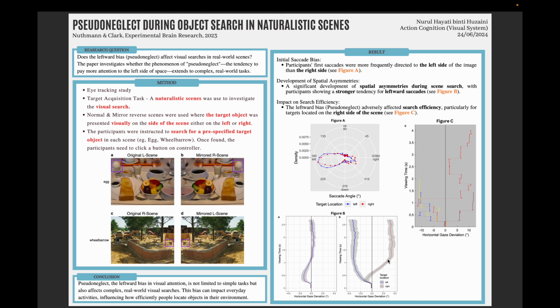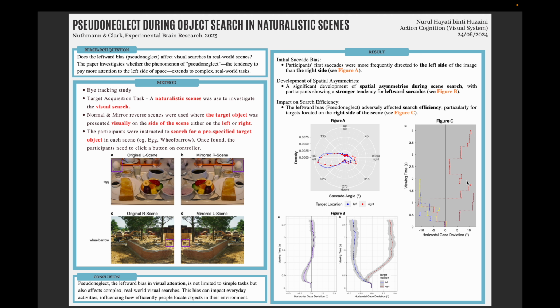Next is that the leftward bias, pseudoneglect, adversely affected search efficiency, especially for targets located on the right side of the scene. Looking into figure C, we can see the impact of pseudoneglect on search efficiency. Targets on the right side were found less efficiently, as the time taken increased, and the number of saccades made before right-side targets were found also increased here.